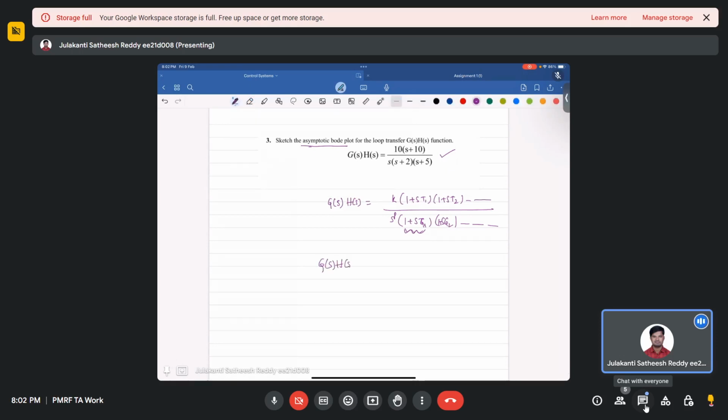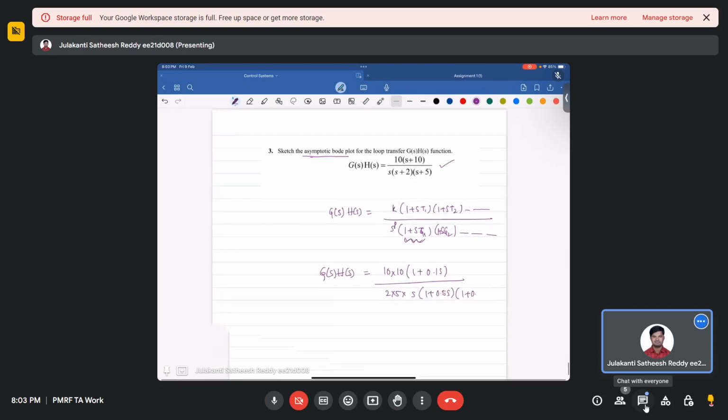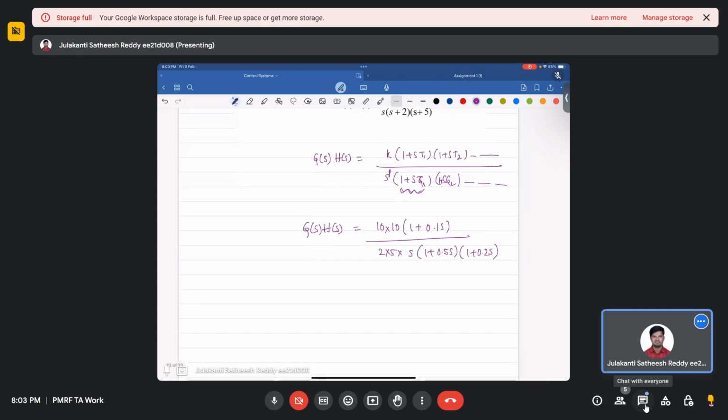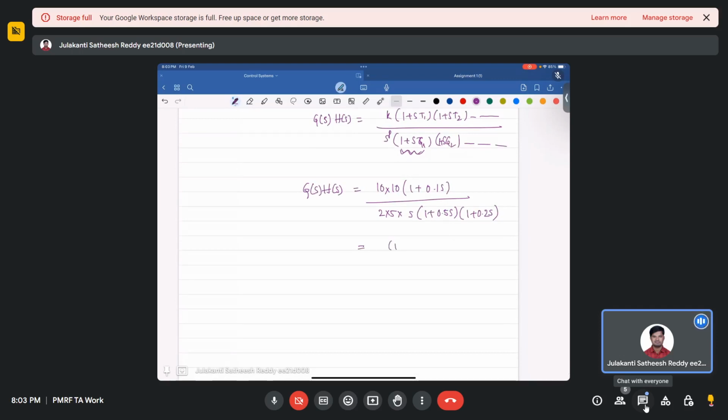Now if you bring it into this form, put s equals j omega. If you take 10 common, this will become 10 into 1 plus 0.1 s. Then if you take 2 and 5 common, 2 into 5 into s, so 0.5 s, and 0.2 s. So what is the final expression for this? 1 plus 0.1 s by s, 1 plus 0.5 s, 1 plus 0.2 s.